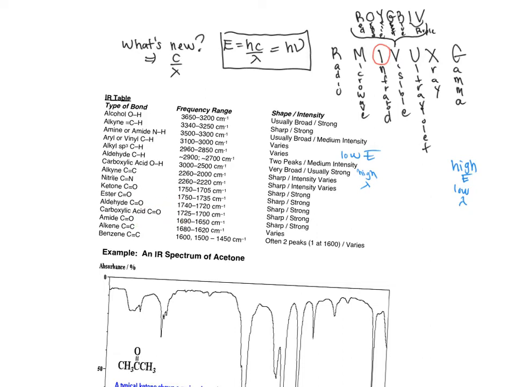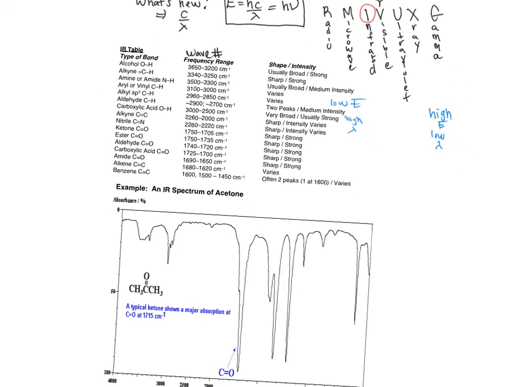So notice that we have OH is always going to be our highest frequency range that we can imagine, highest wave number is what that's called. So I'm going to write wave number here so we can remember wave number. So that's going to be on our x-axis. So let's see what an IR looks like.